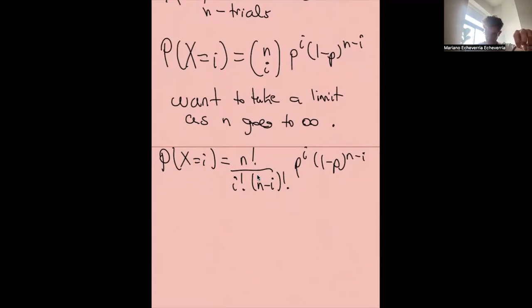So this would be going to 0, this going to 1. So not a very interesting limit. Is that making sense?